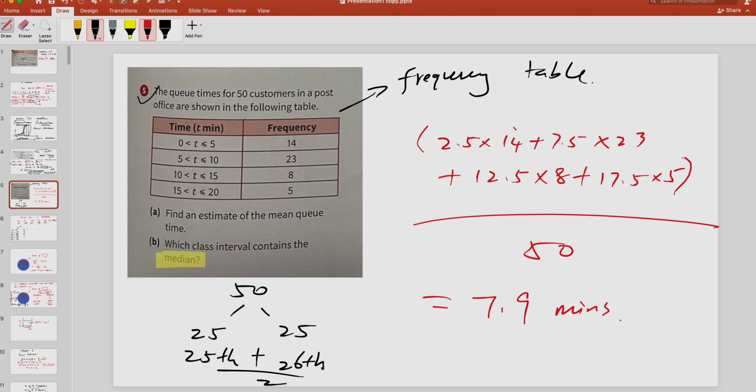So the 25th one happens to be in which range? 5 to 10. Yes, 5 to 10 is the 25th one. The 26th one? Also in 5 to 10. So if the 25th is in this range and the 26th is also in this range, when you add up and divide by 2, it will be the same, it will be in this range. So therefore, I got this question correct. That's how you find the median for a range. Okay, good.